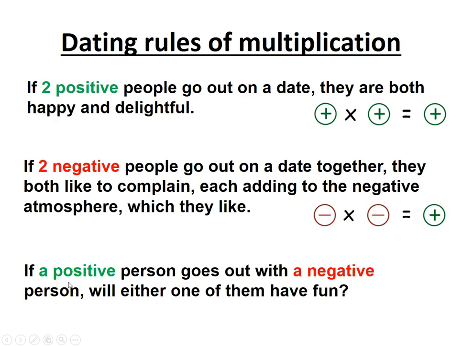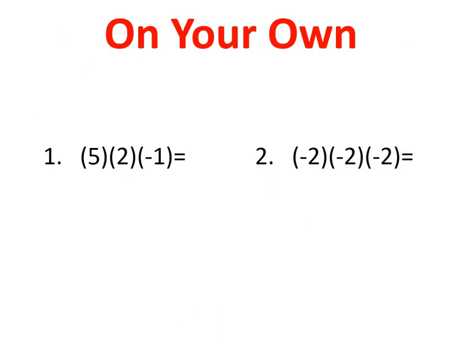But if a positive person goes out with a negative person, oh my goodness, this positive person is looking to laugh and be happy and smell the flowers, and this person just wants to complain. They are not going to have a good time, so that's going to be a negative. So if you forget the switch method, think about the dating rules of multiplication, and you'll be all set. And I hope when you're dating, you find the right match.